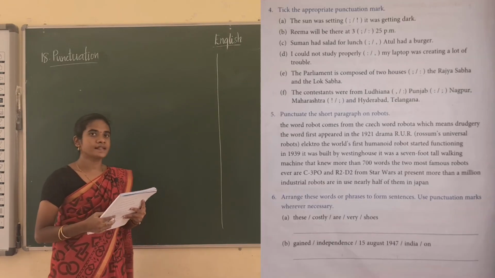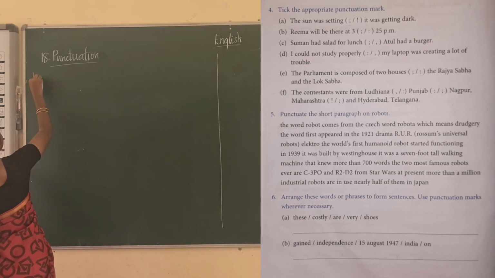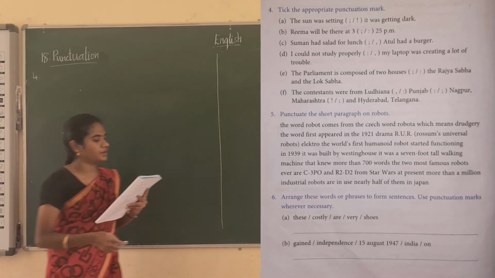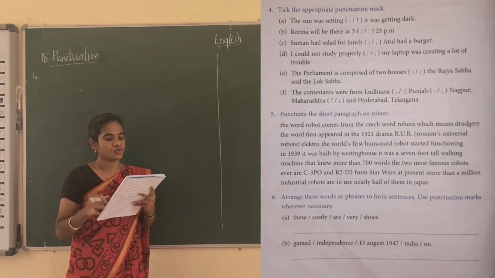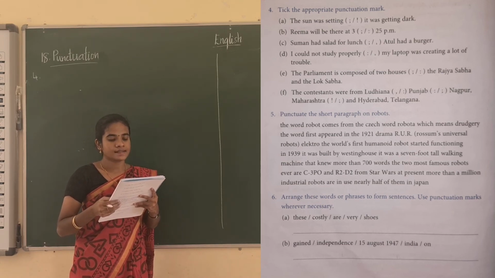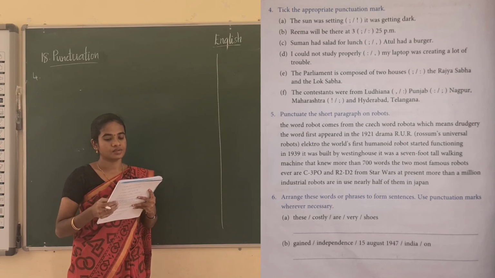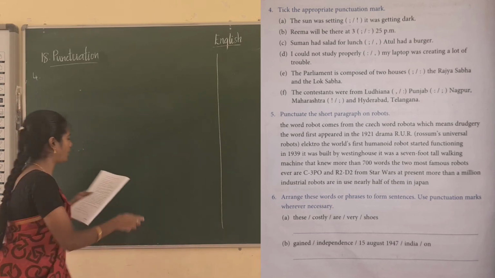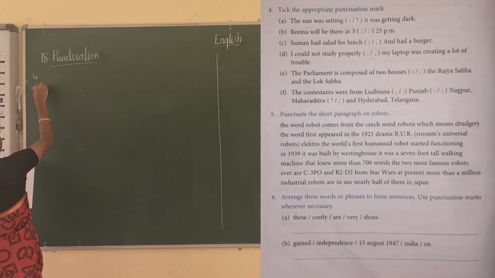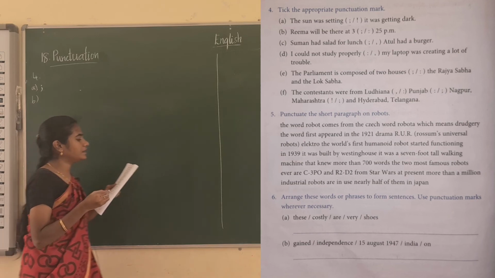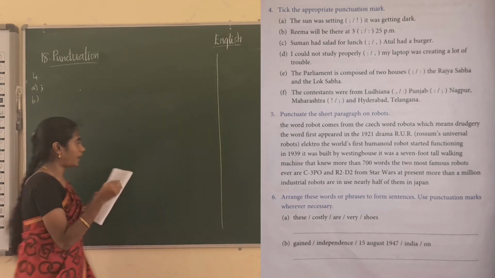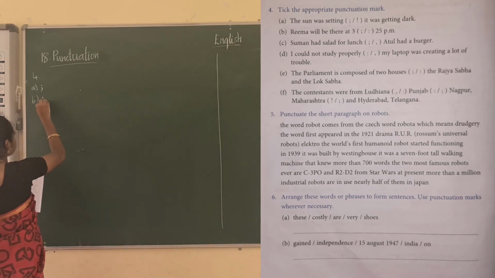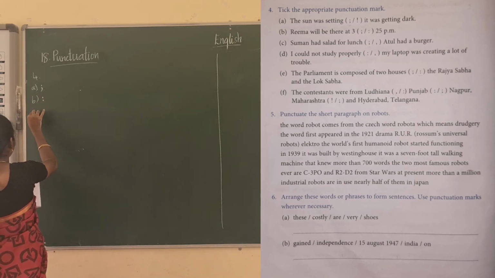Now the fourth exercise is, students see this image, this is the fourth exercise for you. Take the appropriate punctuation mark. You have to take the correct punctuation mark. The sun was setting; it was getting dark. So it is a semicolon, you have to put a semicolon only. Then B, Rima will be there at 3:25 p.m. You have to put a colon. Between hours and minutes you have to put a colon.